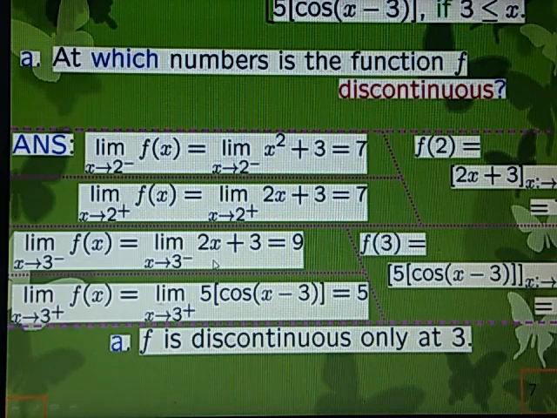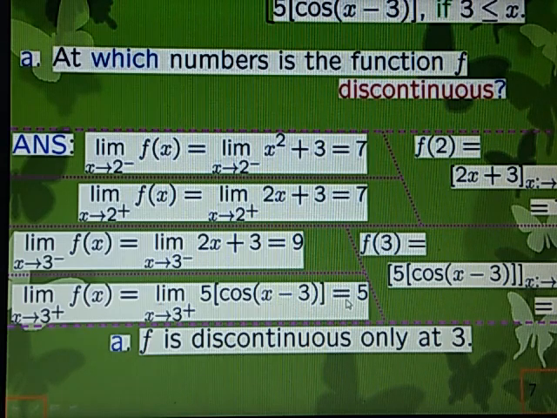Now the other point which appeared maybe discontinuous is minus 3. So check the left-hand limit at minus 3. When x is less than minus 3, it is coming 9. When x is slightly greater than minus 3, you replace x by minus 3 here: minus 3 plus 3 will be 0 and cos 0 is 1.